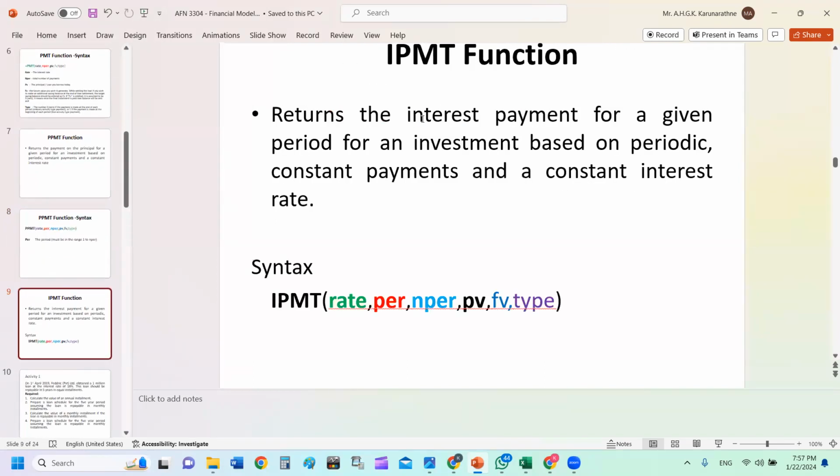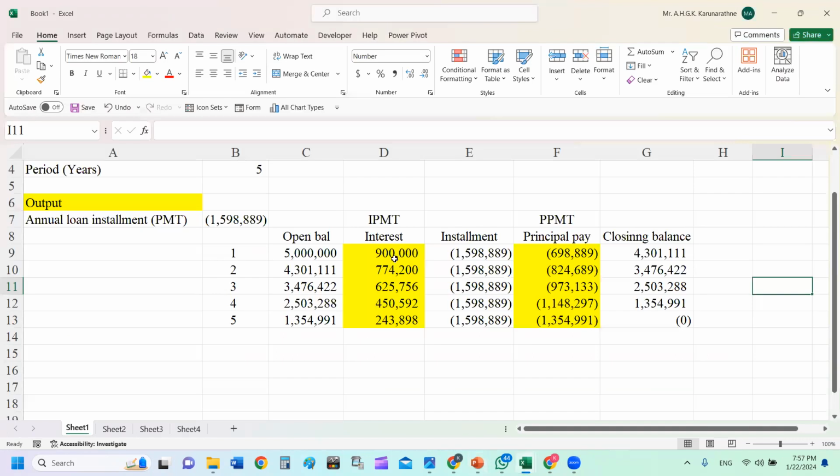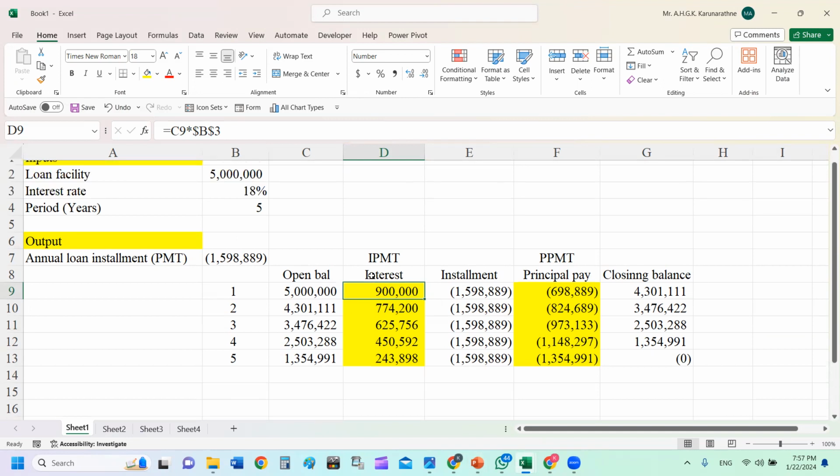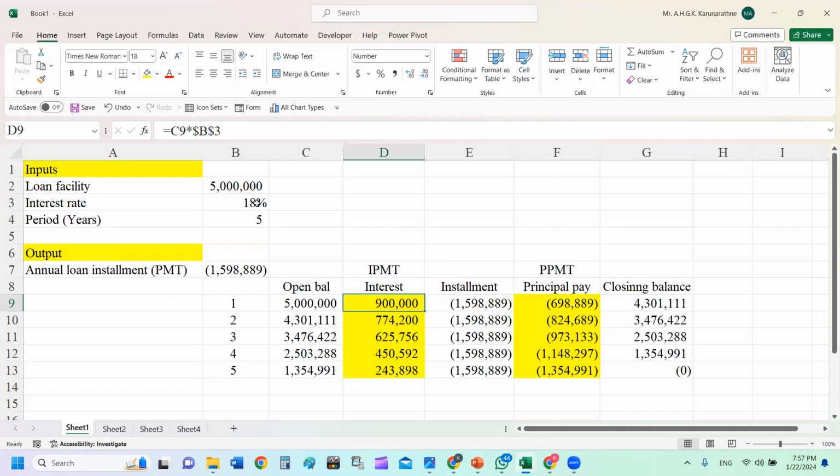Then the IPMT function. Using IPMT we can compute the interest payment, but there is no need to use a separate IPMT. You can easily compute interest. Interest is equal to the opening balance times the interest rate. The opening balance is in the column, and the interest rate is fixed here.